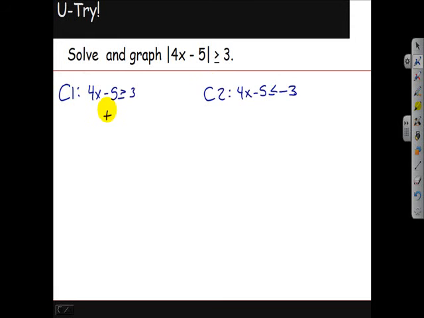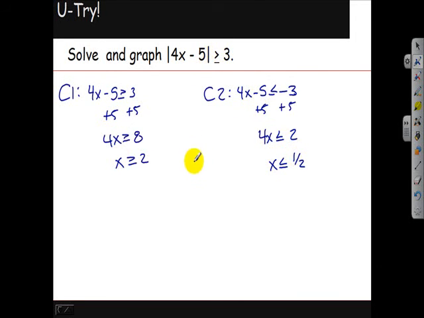So add 5 to both sides. On case 1, 4x is greater than or equal to 8. Divide by 4, x is greater than or equal to 2. On case 2, add 5 to both sides. 4x is less than or equal to 2. And when we divide, x is less than or equal to 2/4 or 1/2.